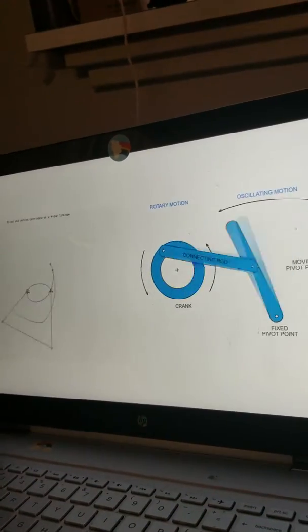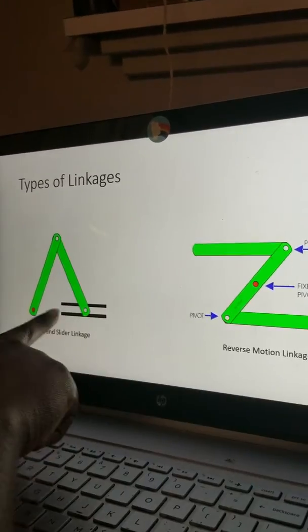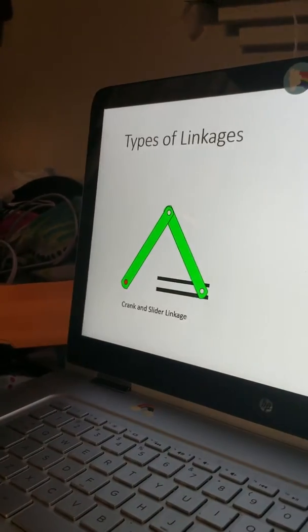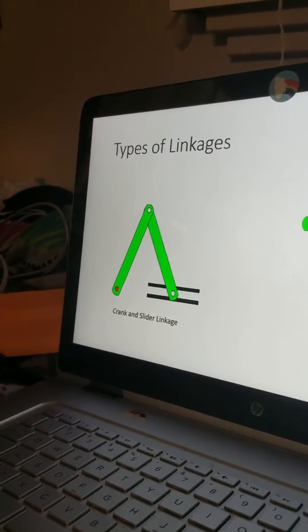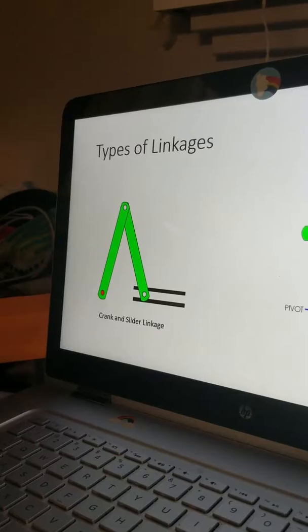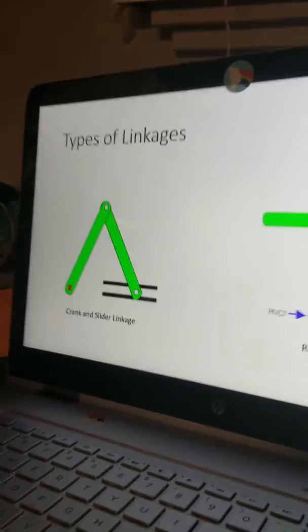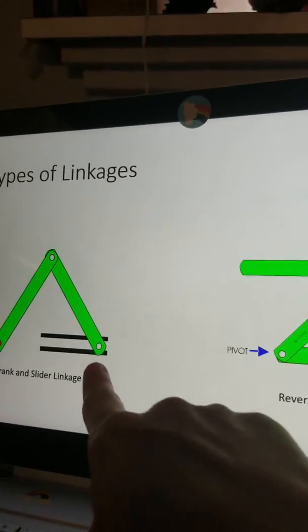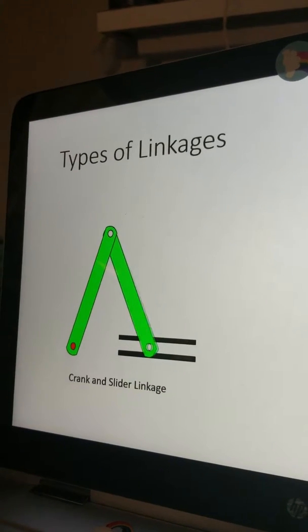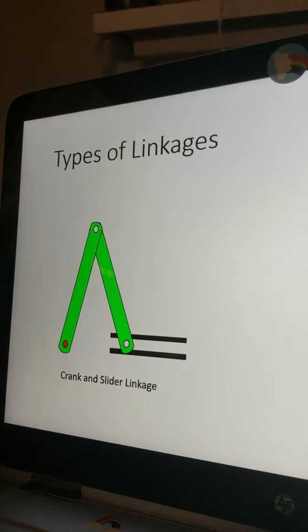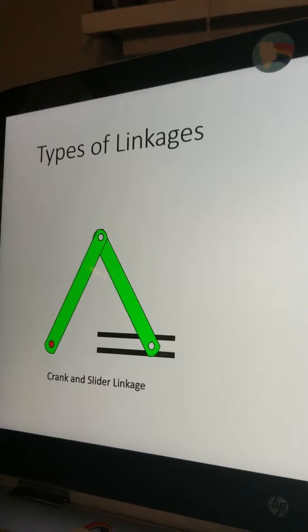Okay, so the first type of linkage is the crank and slider linkage. A crank and slider linkage is a type of 4-link mechanism with 3 revolute joints and 1 joint that slides. The crank rotates, causing the slider to move in a line. Due to this, they can move in many paths.